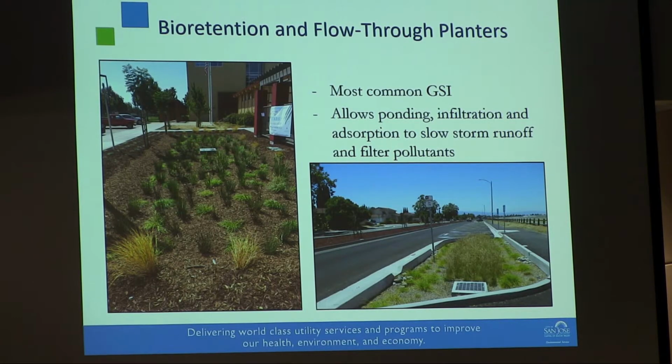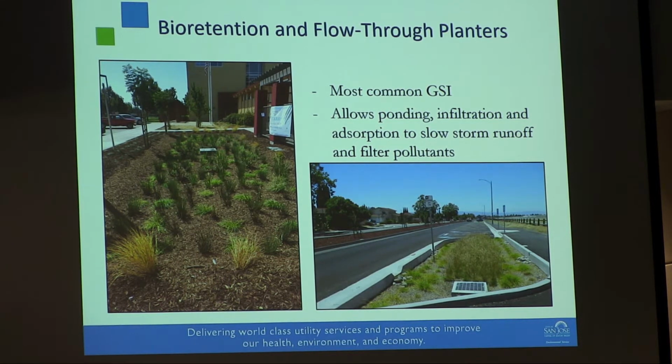So again, bioretention and flow-through planters are the most common type. They're also known as rain gardens. They're often called bioswales. Throughout the last 10, 15 years or so, the design has kind of changed, so the names have also changed along with the designs.